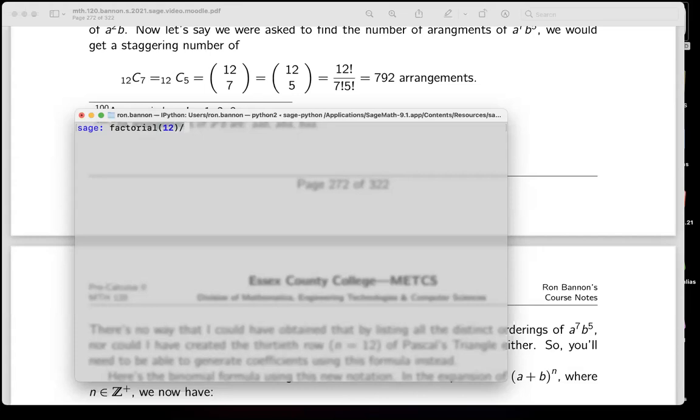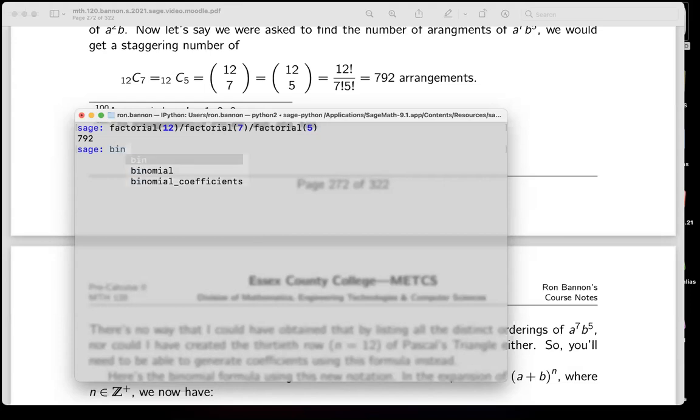Divide factorial 7. Divide by factorial 5. We just did the computation, right? 792, as expected.